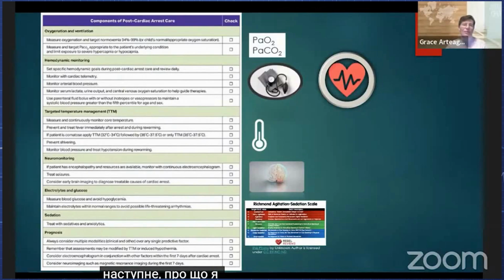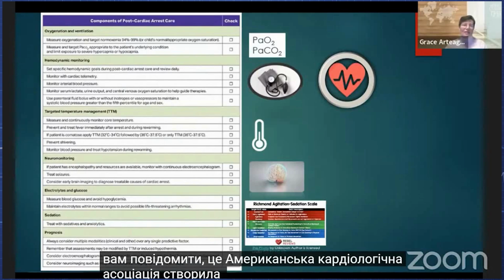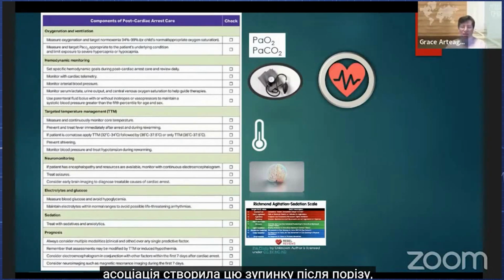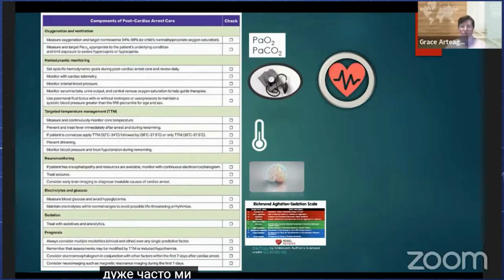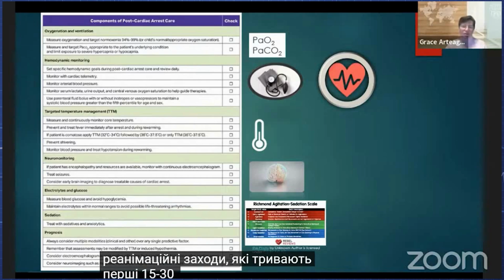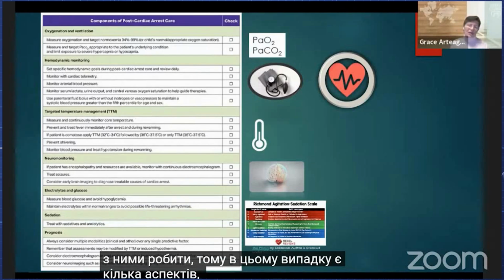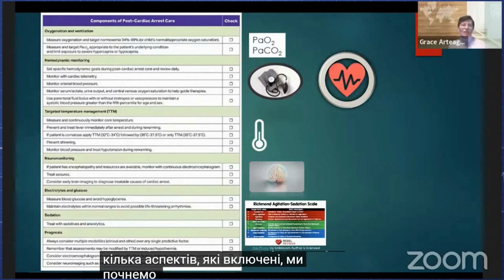The next thing that I wanted to bring up to you guys is the American Heart Association has created this post-cardiac arrest care. It is very common that we go through the acute resuscitation, which is the first 15 to 30 minutes. And then people who are not familiar with children really don't know what to do with them. So in this one, there are several aspects that are included. We'll start with oxygenation and ventilation.